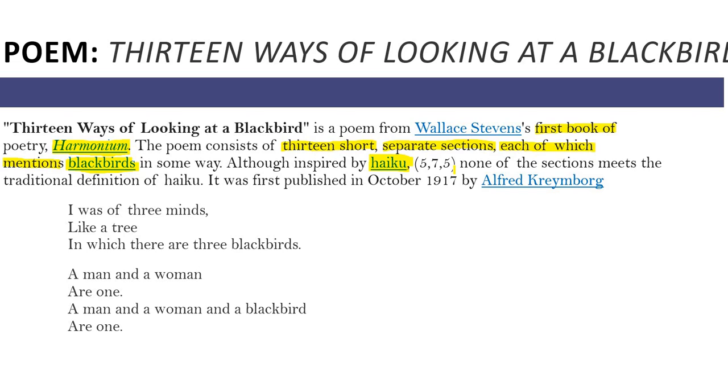So if we ask what is the form of the poem, then we can say haiku. But if there is also an option in your question that asks whether it meets the traditional definition of the haiku, then certainly no. What was the first publication date of Thirteen Ways of Looking at a Blackbird? It was first published in October 1917 and it was published by Alfred Kreymborg.